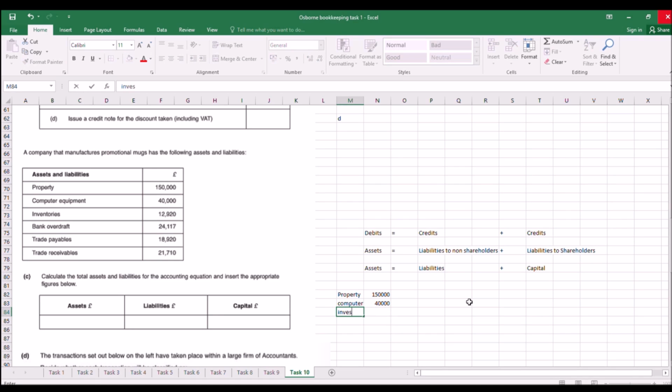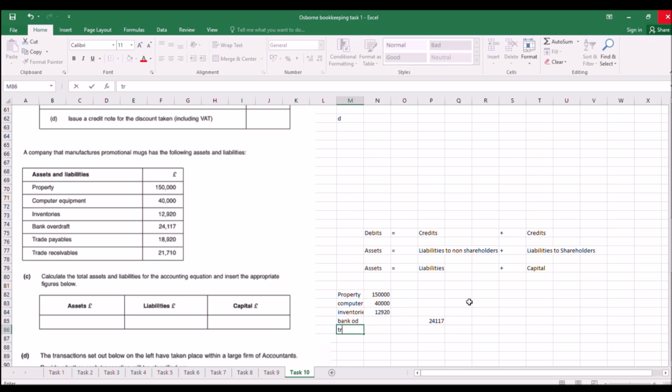And inventories is stock that we're going to sell. We're going to use it to make money. It's a money in item. It's a debit. It's positive for the company. Our bank overdraft is money that we owe, a liability to non-shareholders, a money out item, a negative, a credit.